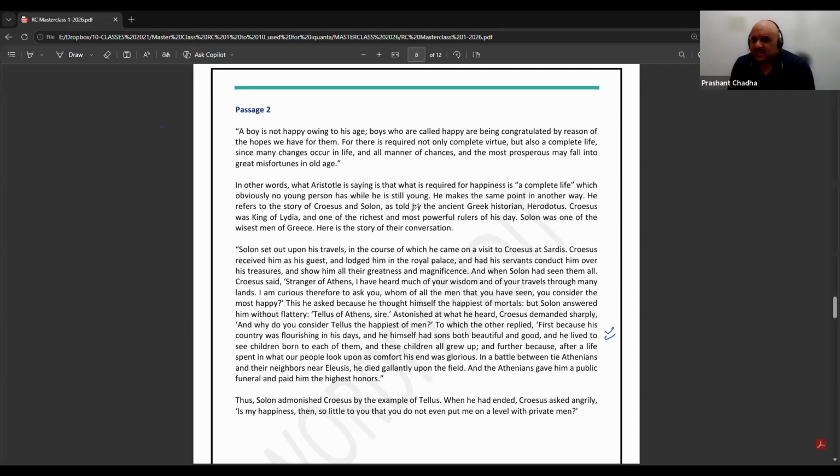But the reason is in the first paragraph. It says, a young boy called happy, then proceeds to give the reason. A boy is not happy owing to his age. Boys are called happy, are being congratulated, by reason of the hopes we have for them. For there is required not only complete virtue but a complete life, since many changes occur in life. So when boys are called happy, they are actually not happy. We are calling them happy because we have hope for them. This is what they are going to achieve in their lives, right?